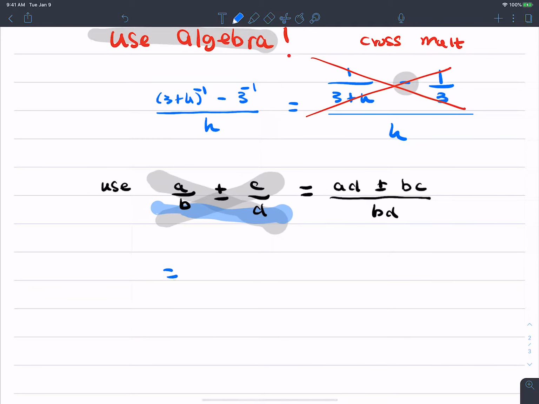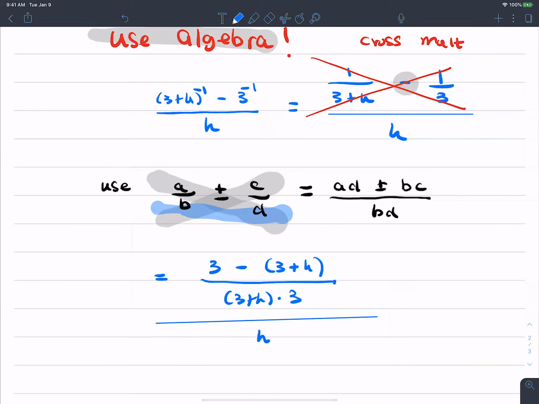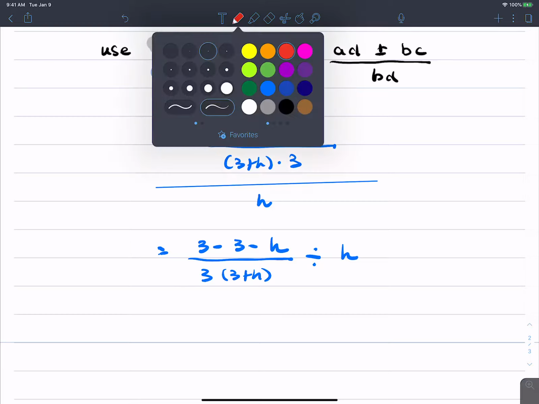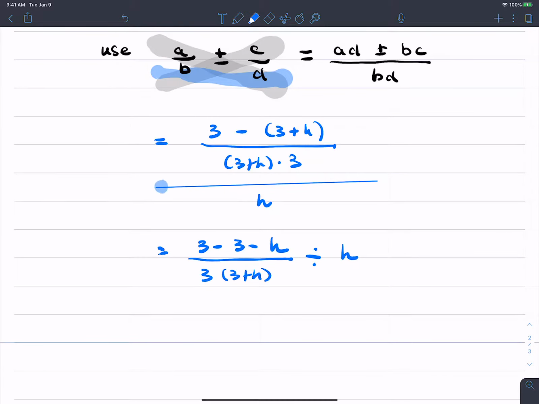And so my numerator now becomes 3 minus (3 plus h) over (3 plus h) times 3. So here's my cross multiplication. And don't forget, we have to divide by h. And what this gives you is 3 minus 3 minus h over 3 times (3 plus h). I'm just going to commute this, and I'm going to write the definition of what we're doing here, meaning this is division by a number, a whole number.